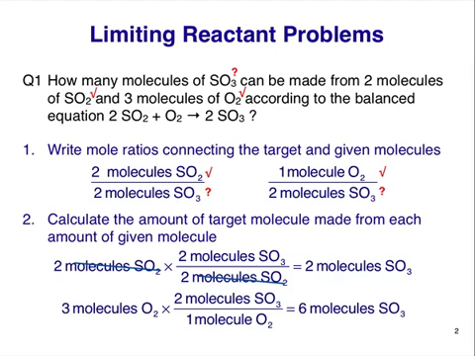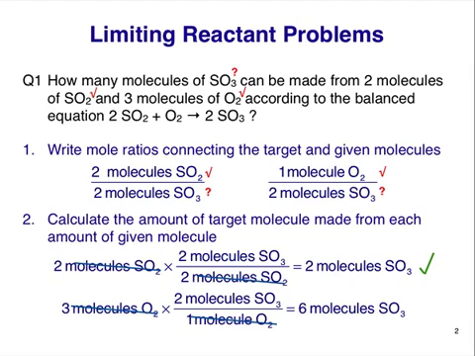Here's the second calculation. We have used the given amount of the second reactant, O2, and multiplied it by a mole ratio that contains O2 and the unknown. This is the right-hand mole ratio above, but flipped upside down. Again, the units cancel as they should and give us the answer that, if everything else is in excess, we can make 6 molecules of SO3 from 3 molecules of O2.